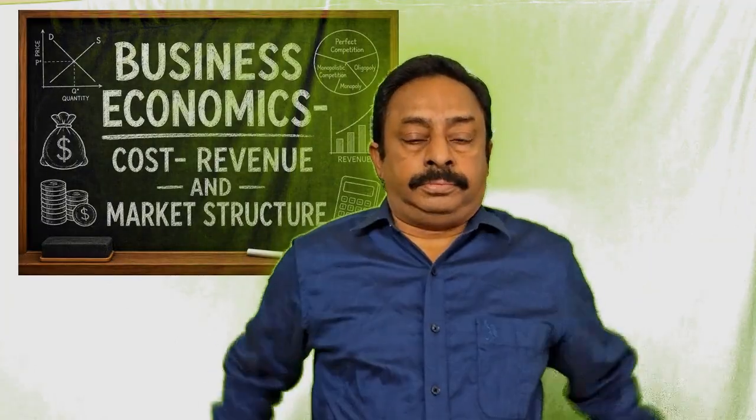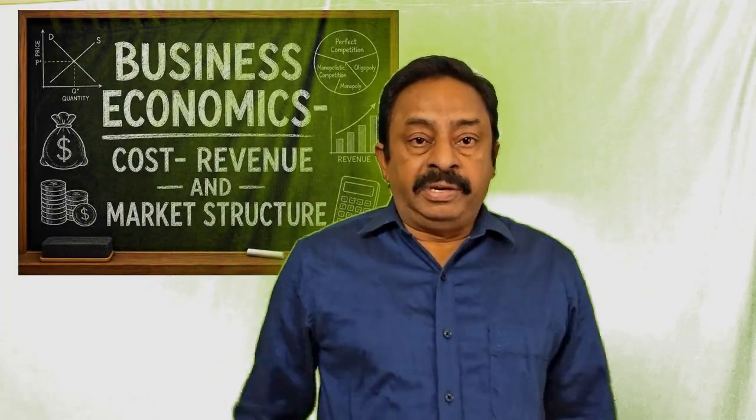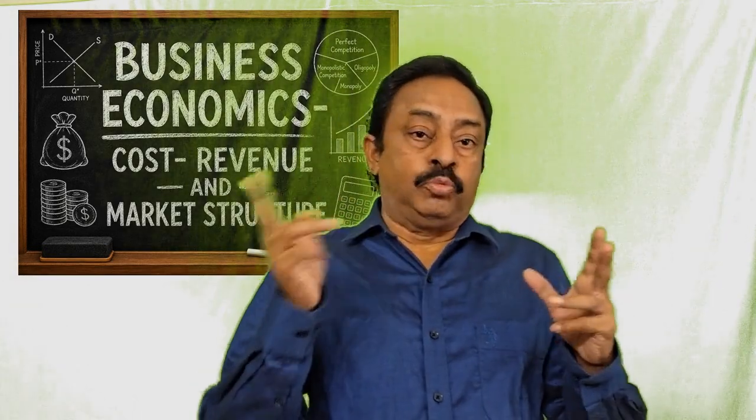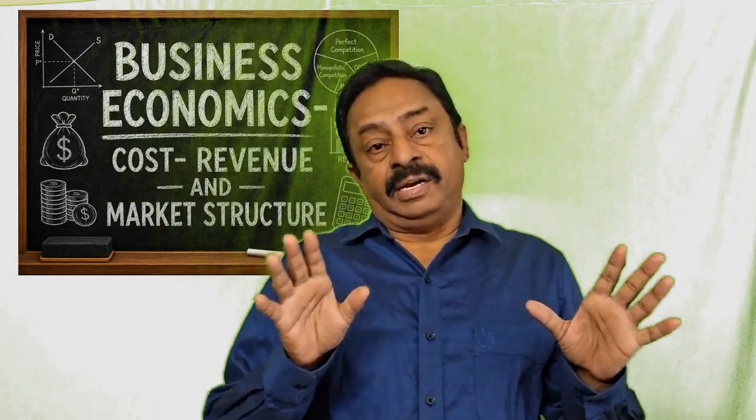Now we explained perfect competition, and we discussed duopoly: one or two players, products may or may not be different, and very few players dominate the complete market.